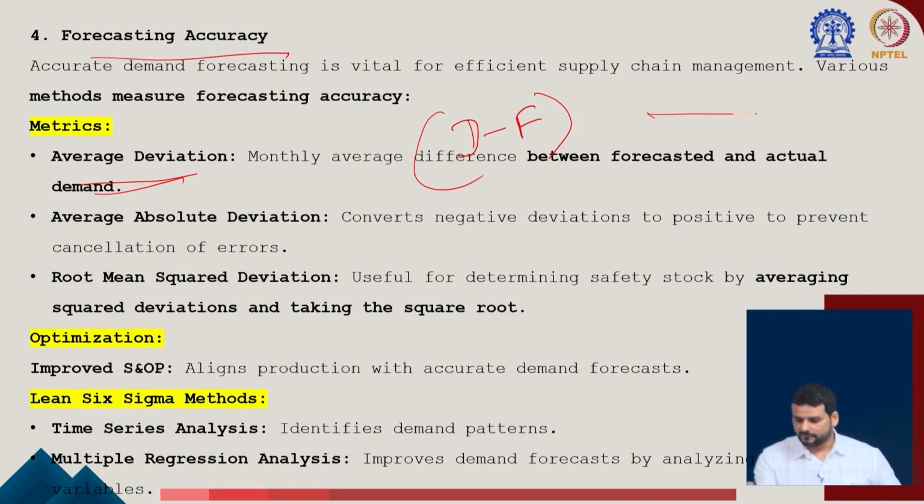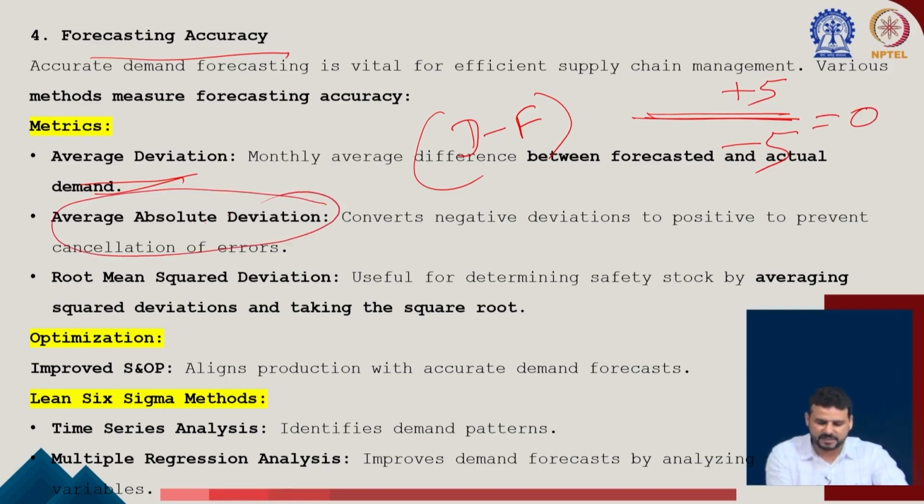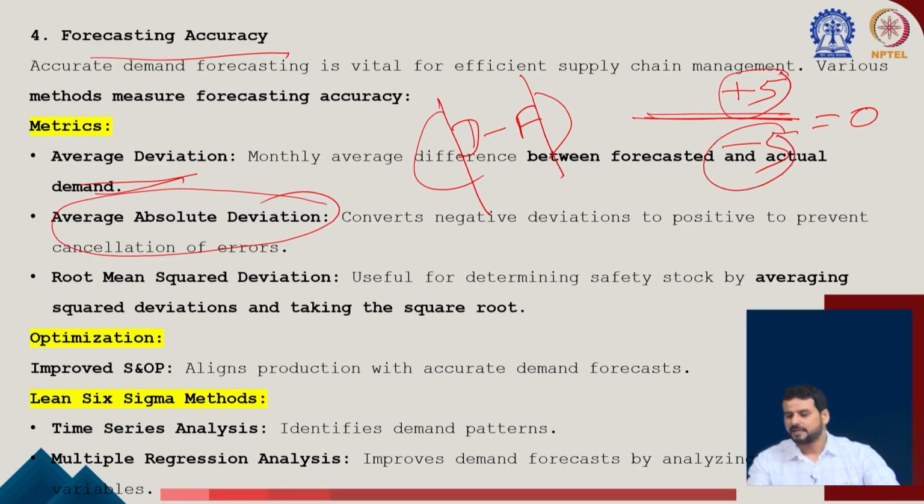So let's say if this is the demand, one time you predicted 5 extra, other time you predicted 5 less. If I add this, this will be 0. So your deviation will show 0. That's why we are calculating average absolute deviation, where we are considering the magnitude only. One time 5 extra, one time 5 less, we will take only the magnitude. That means total 10 is the deviation.